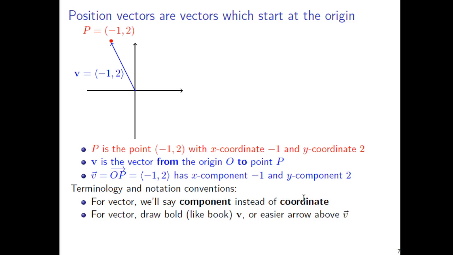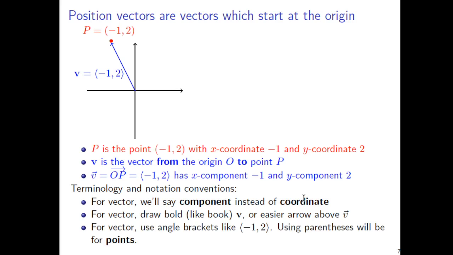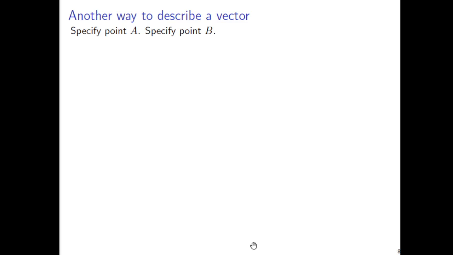For a vector, we'll draw in bold, or it's easier to just draw with a little arrow above. For a vector, we're going to use angle brackets when we're writing it in this notation. Parentheses will be used for points.